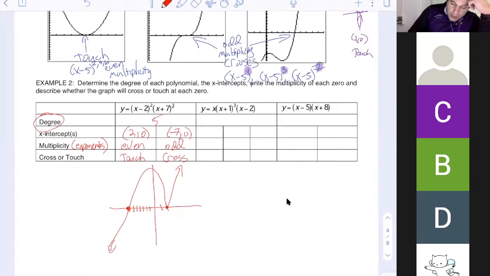So a lot of students forget about this. It's x to the first power, and it's also (x minus 2) to the first power. So my degree here is 5. So it's 1 plus 3 plus 1. My x-intercepts are 0, -1, and +2. My multiplicity is odd, odd, odd. And my crossing or touching, since they're all odd, they all cross.